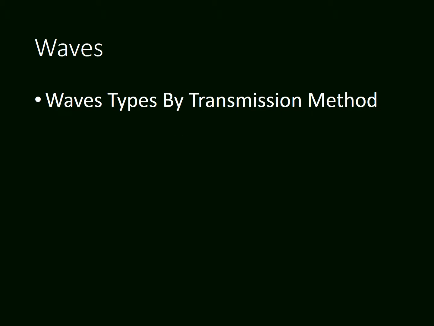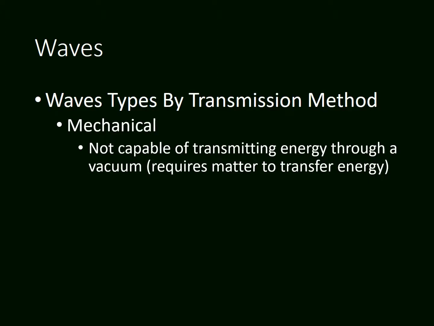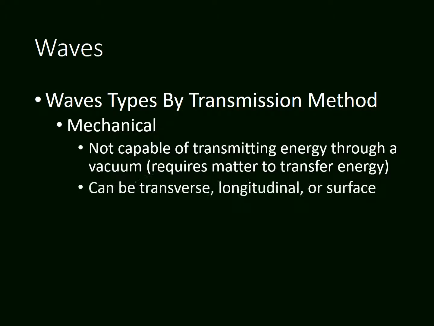Okay, the other type of wave by transmission method is a mechanical wave. A mechanical wave is not capable of going through a vacuum, which means that it does need material to travel through. Solid, liquid, or gas, doesn't matter, but it has to have some form of material to travel through. It can be transverse, longitudinal, or surface, so mechanical waves can be any type of wave except that they cannot go through a vacuum. The most common type of example of a mechanical wave that we'll look at in this class will be sound waves.